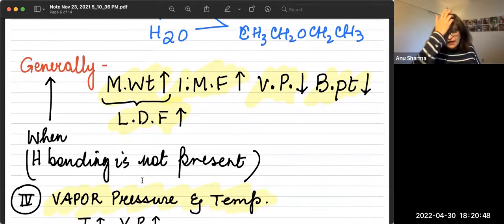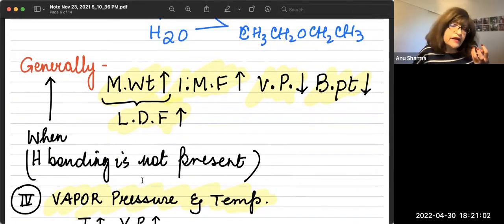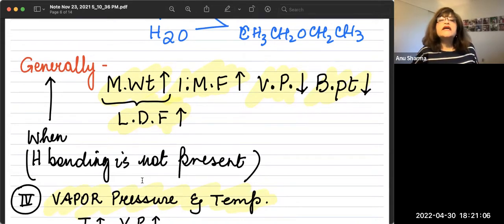So in general, we see that if you increase the molecular weight, the intermolecular forces are going to increase. Generally, if nothing else is there, at least the London dispersion forces are going to increase. And when the intermolecular forces are more, it will take longer for the liquid to boil. So that means the vapor pressure is going to remain lower. Right? It won't evaporate easily. So vapor pressure is lower.